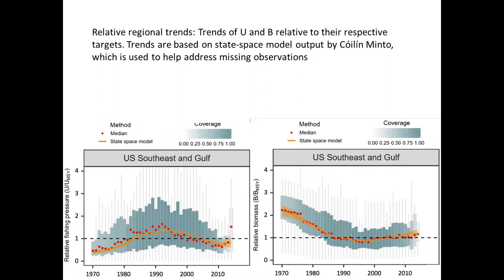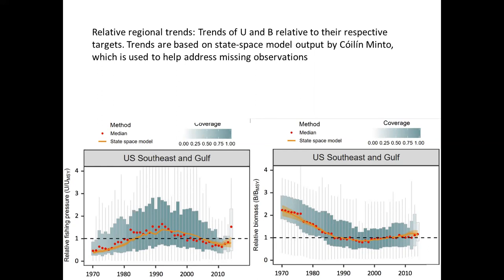Here, the process is a random walk of the regional mean in either U to UMSY or B to BMSY. And then individual stocks are treated as observations around that. So this allows us to account for that incomplete coverage of some stocks in some years.